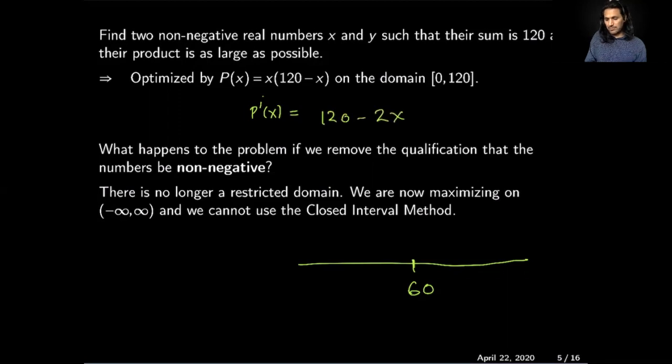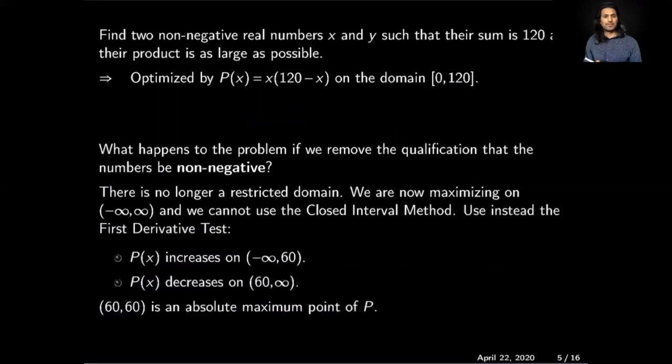If I plug in a number which is less than 60, let's suppose 30, then that side will be positive. And if I take a number which is bigger than 60, that side will be negative. So the function is increasing to decreasing, so this is an absolute max. In that situation, you have to use the line test to figure out the problem, and we will have the same conclusion, that 60 is the absolute maximum point. We will not be able to use the closed interval method once a restriction has been lifted, but we'll still be able to solve this problem.